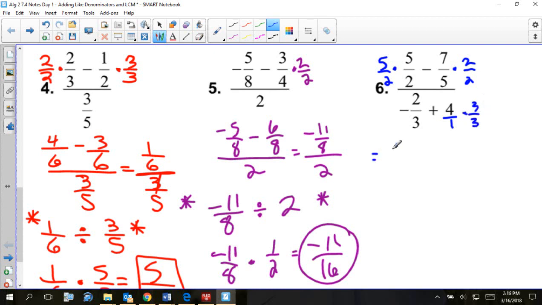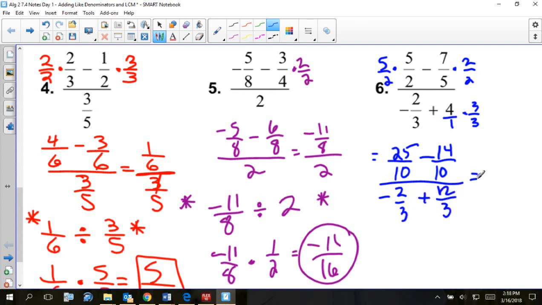So I've got 25 tenths, subtract 14 tenths, over negative 2/3 plus 12/3. Keep the same denominator, subtract the numerators. Keep the same denominator, add those numerators.